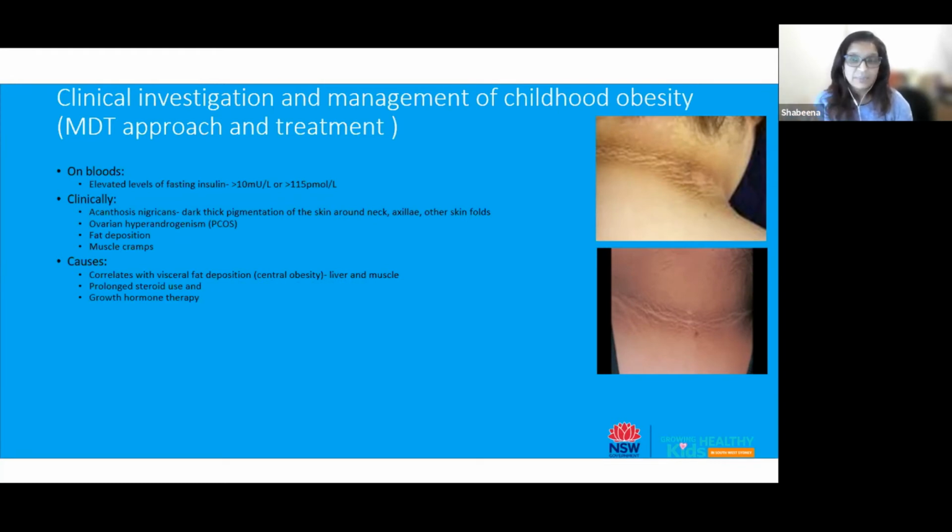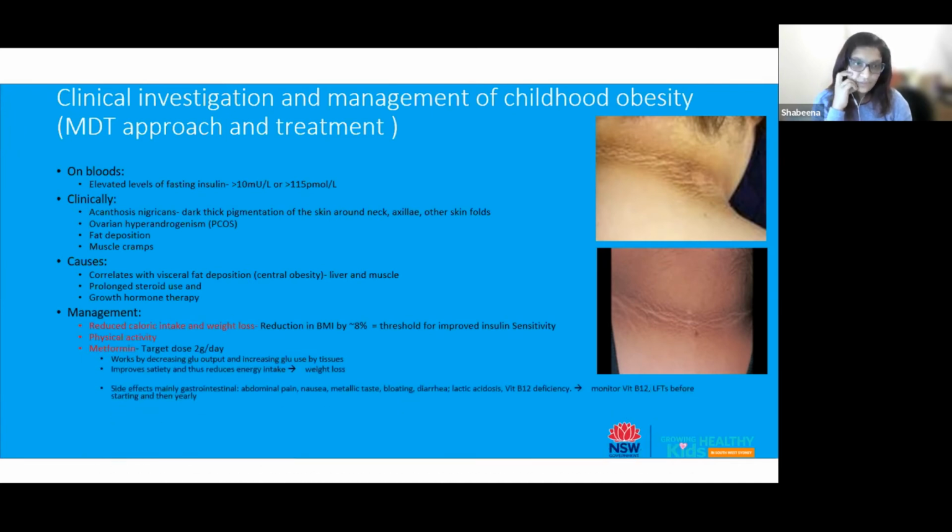And then clinically, we can see acanthosis nigricans, which we unfortunately see quite often in our children, and some symptoms of hyperandrogenism with PCOS, central fat deposition, and they sometimes tell us about muscle cramps as well. And we know that these blood results often correlate with visceral fat deposition, that's mainly central obesity, and you can also see a similar presentation with prolonged steroid use and in children who are on growth hormone therapy.